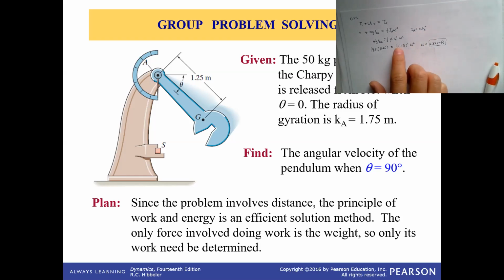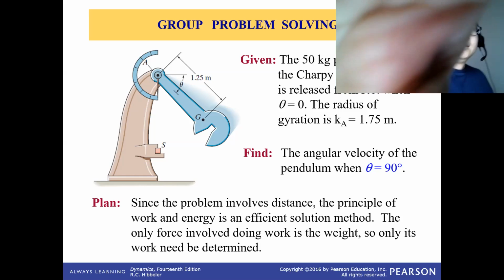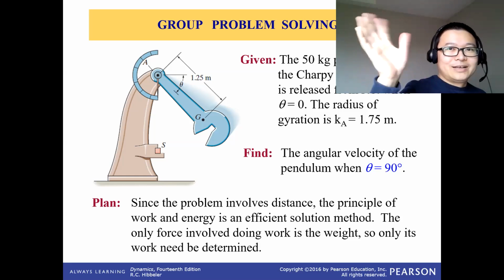All right, so then the mass will cancel out. You'll have g times 1.25 equals 1/2 times Ka, 1.75 squared, times omega squared. The angular velocity is then determined to be 2.83. So this one's kind of simple, easy here. Any questions you guys might have? All right. If not, then I'll see you guys on Friday. Okay, bye everyone. Have a good day.